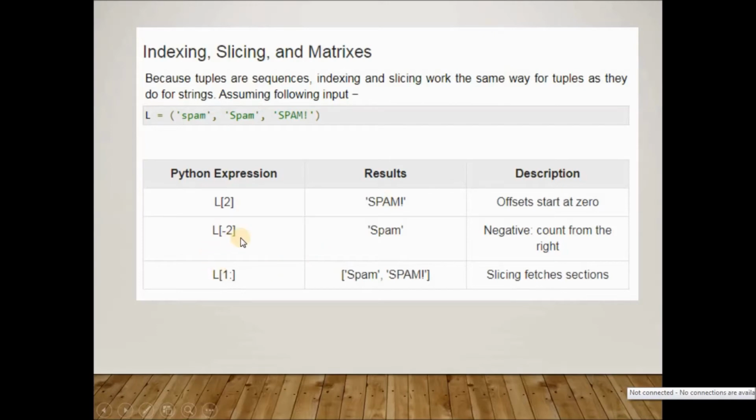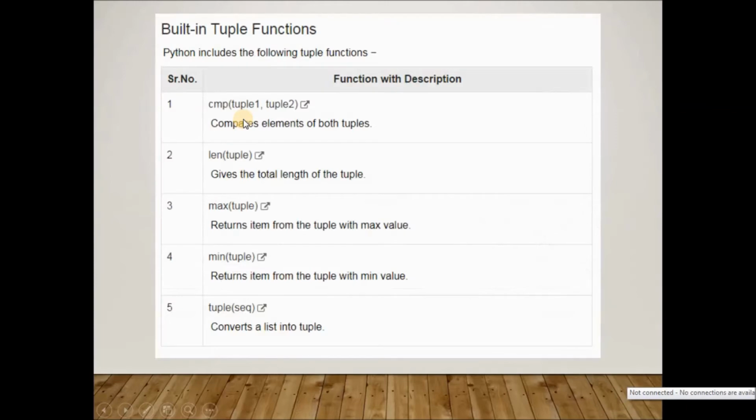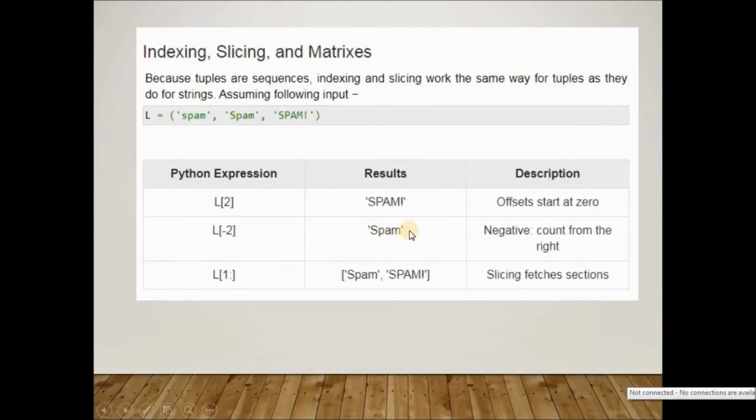And here, see L[-2]. You already know that if you use the minus sign, that means you have to go from this side: this is minus 1, this is minus 2, this is minus 3, like that. So here L[-2], that means minus 1, minus 2, this word will come. See, this word is coming. Clear? If you write minus 1 here, that means this word will come. If you write minus 3, that means this word will come. Going from this side, it is 0, 1, 2, and from this side, minus 1, minus 2, and minus 3.